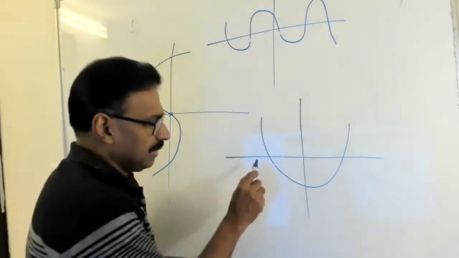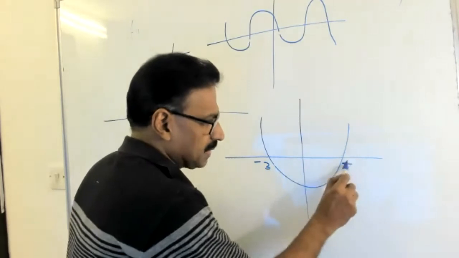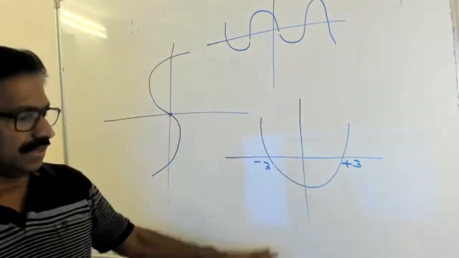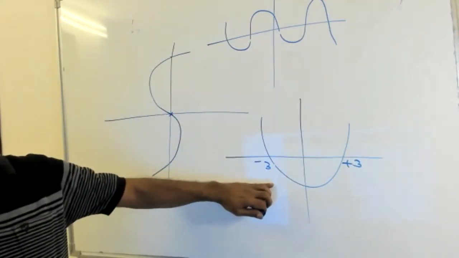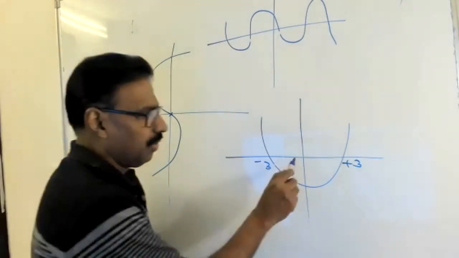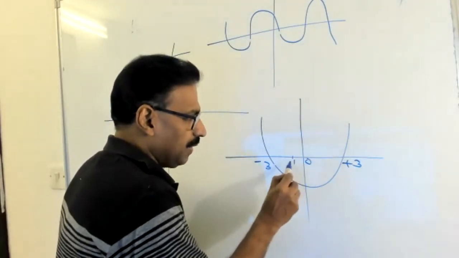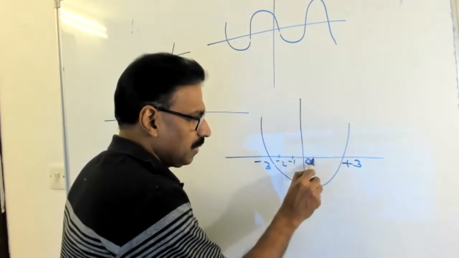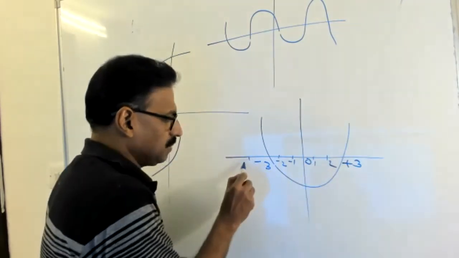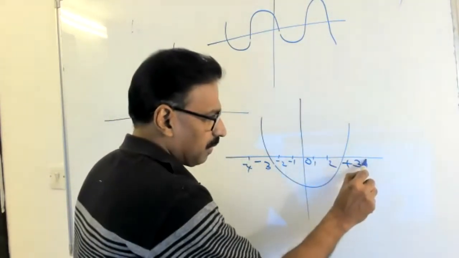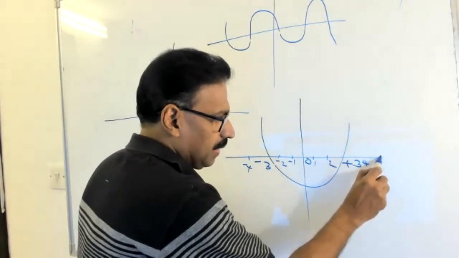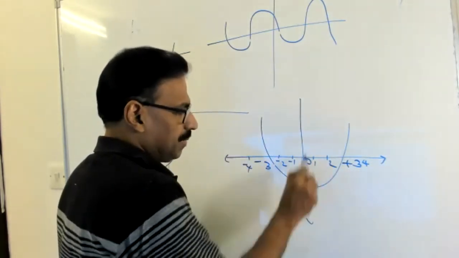Okay, now here this is -3, plus 3. My question: this graph, what are the zeros? Here I'm calling 0, 1, -1, -2, 1, 2. Here is -4. Here is 4. Okay, don't write. Let me ask the question.